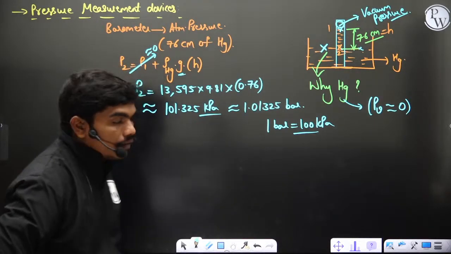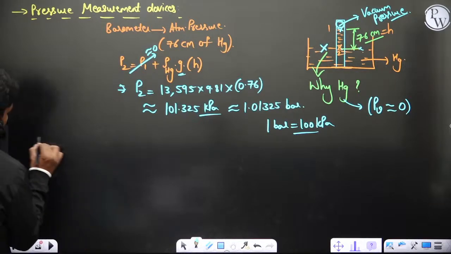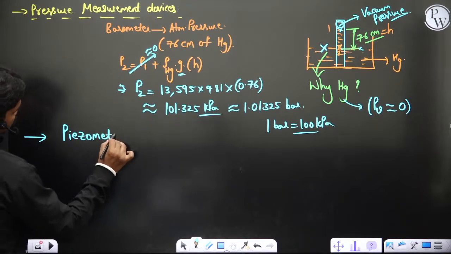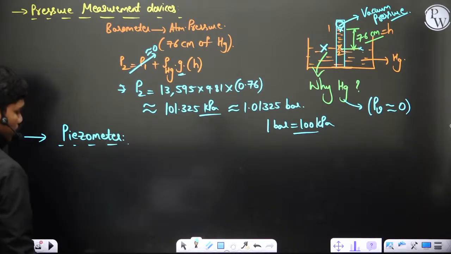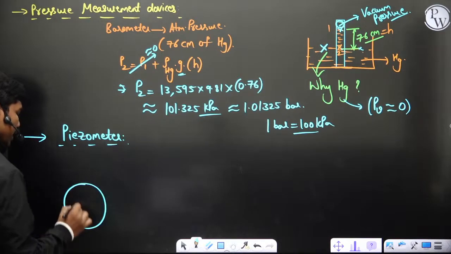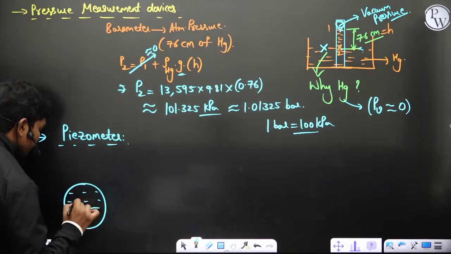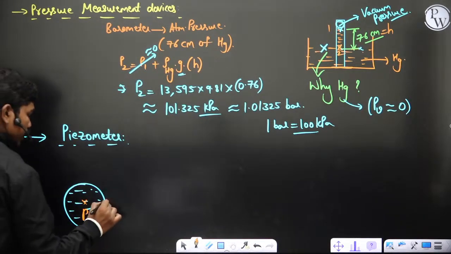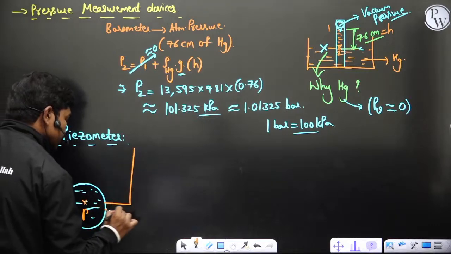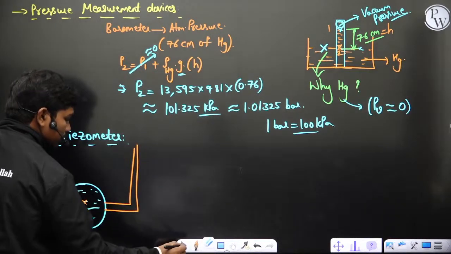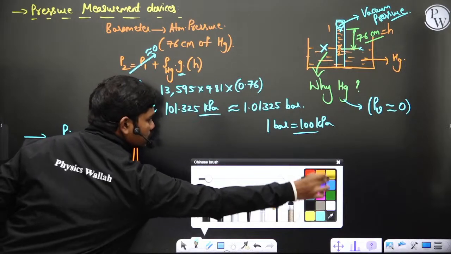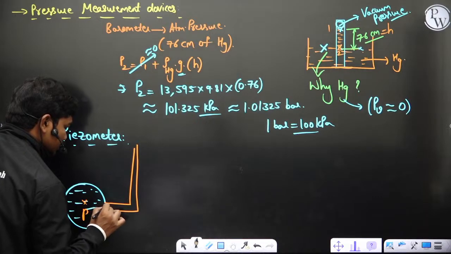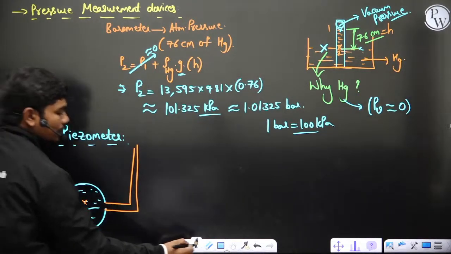Clear? Now, there are certain techniques to measure depending on hydrostatics. The first is the piezometer. The piezometer is actually a very simple construction. Let us suppose you have a pipe in which some fluid is flowing, and here the pressure is P. Now if you puncture this pipe slightly and connect a glass tube, then definitely what happens?